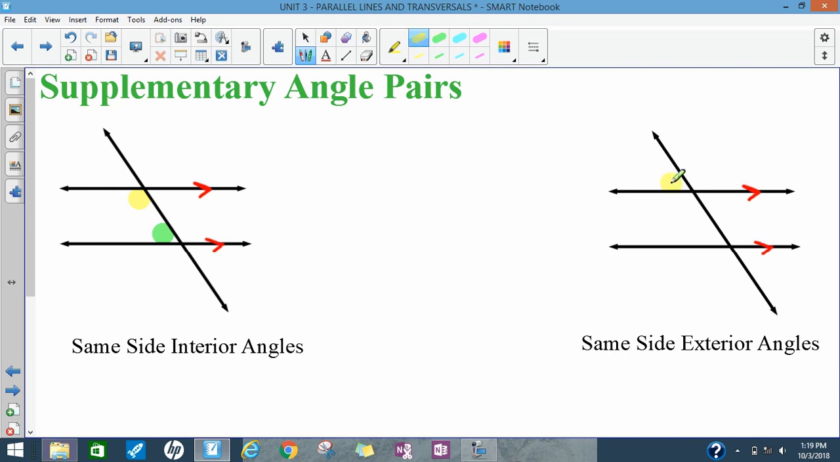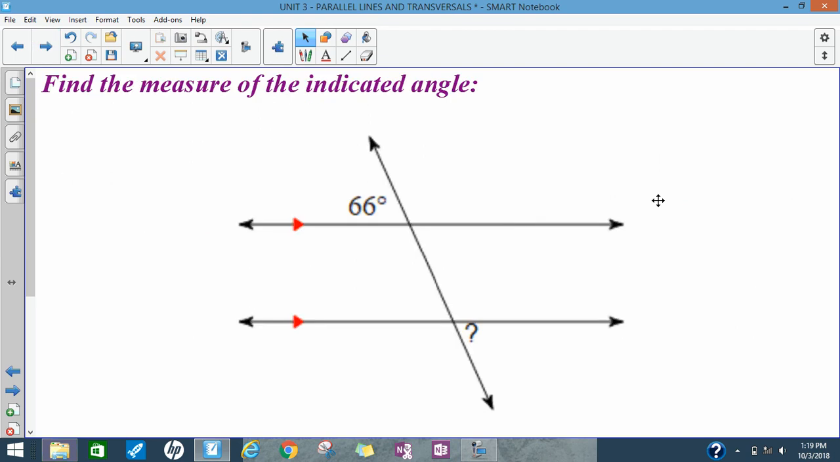Same thing for same side exterior. I'll put two different colors because they're going to be different angle measures, but those two angles are going to add up to 180. So rather than filling out all of the angles to figure out what this angle question mark should be, we can decide what type of angle relationship we have, and then we can figure out, based on that relationship, how big this angle should be.